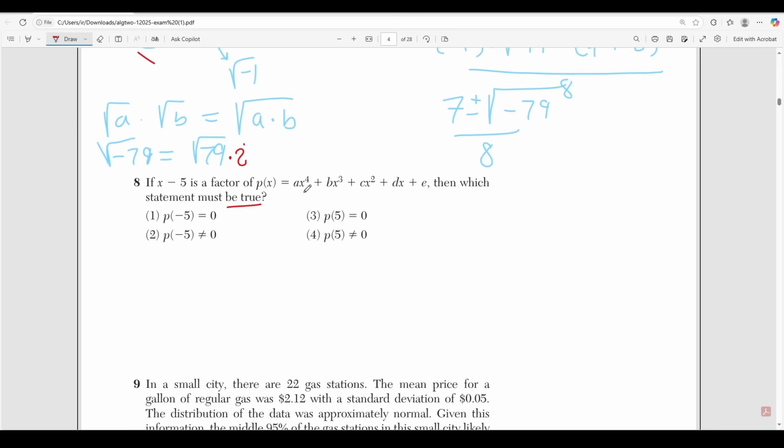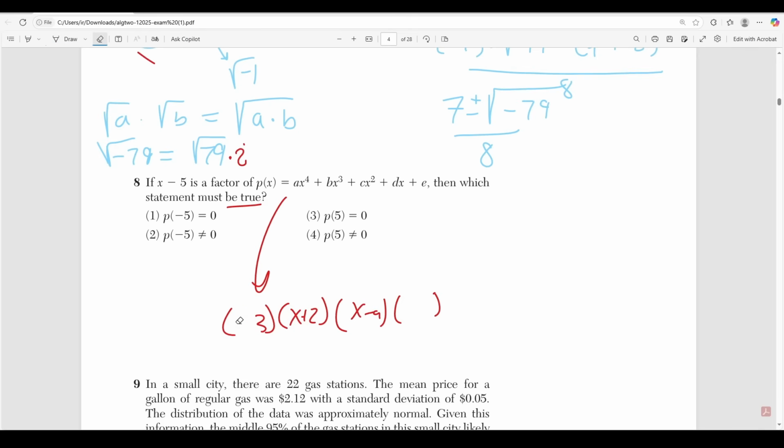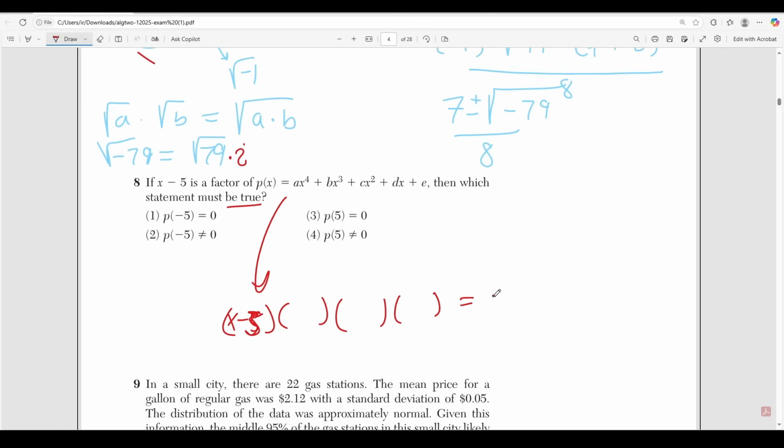Number 8 says if x minus 5 is a factor of p of x, then which statement must be true? So essentially you have this long string of numbers, and you know that x minus 5 is a factor. So if you found a factor, you obviously factored this out, okay? So you had a bunch of parentheses, x minus 3, x plus 2, x minus a, and so on. You don't know what's inside of these parentheses except for x minus 5.